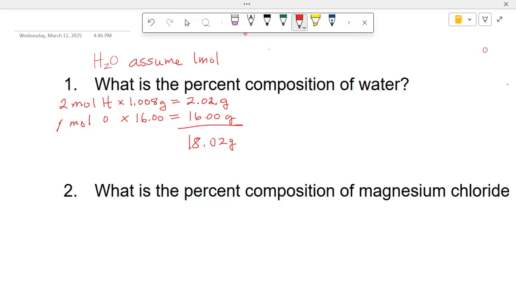And by the way, when you're calculating molar mass, I expect you to go to the hundredths. Sometimes they'll have 3 and even 4 extra decimals. You don't need all of those extra ones. Just go to the hundredths. Okay, so our total mass is 18.02.